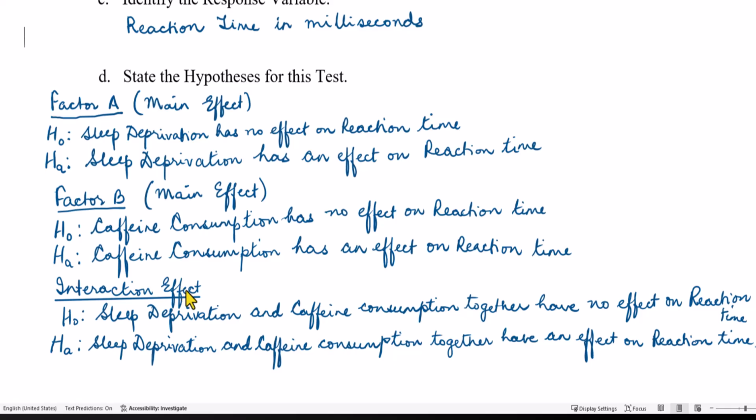For the interaction effect, the null hypothesis states sleep deprivation and caffeine consumption together have no effect on reaction time, whereas alternate hypothesis will state sleep deprivation and caffeine consumption together have an effect on reaction time. Okay, so this is the solution for all the questions under question 7 on two-way ANOVA design.